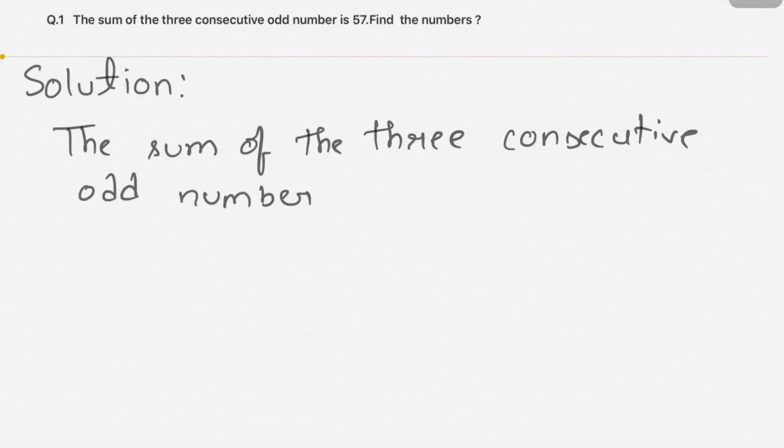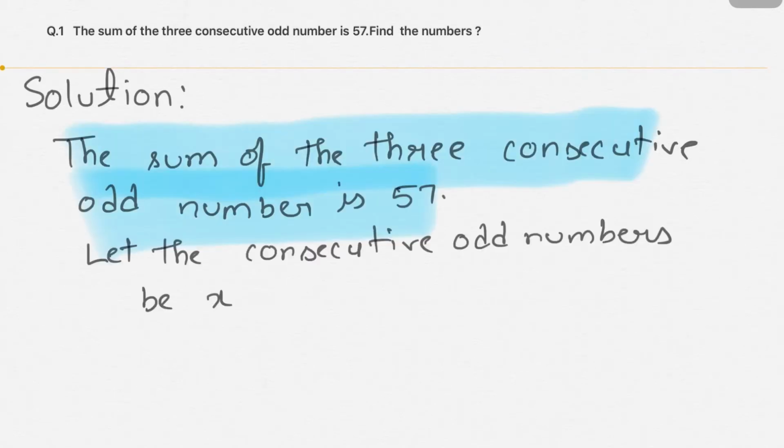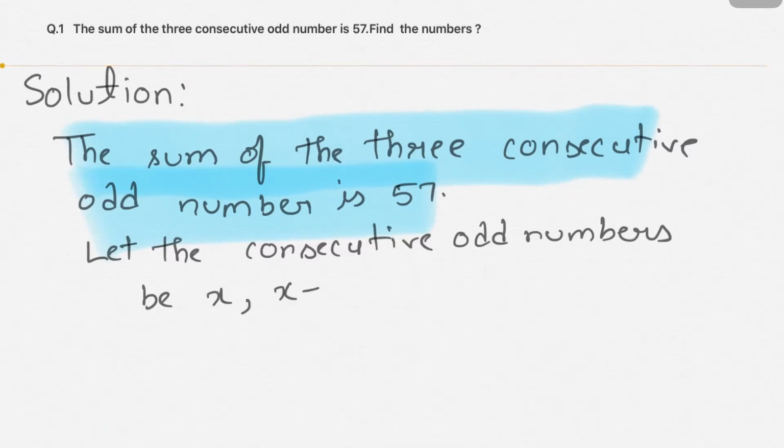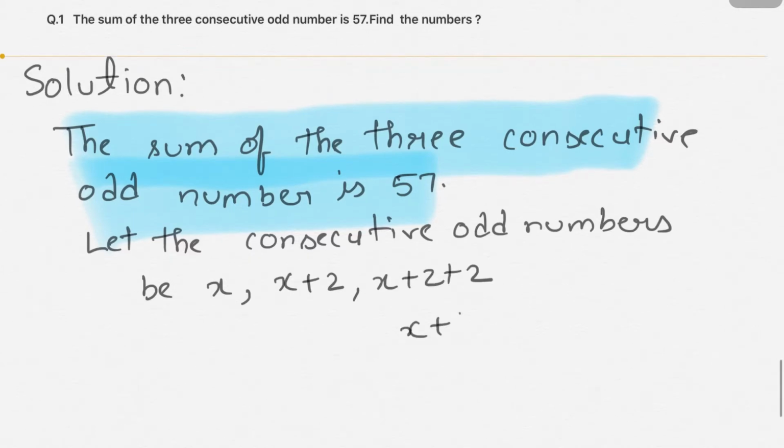Now the question says the sum of 3 consecutive odd numbers is 57. What they are saying is that the summation of the 3 consecutive odd numbers is 57. Suppose in this case we take the first consecutive odd number as x. The next consecutive odd number to this would be x plus 2. And the next consecutive odd number to this would be x plus 2 plus 2, that is x plus 4. That is x, x plus 2, x plus 4. These are the 3 consecutive odd numbers.